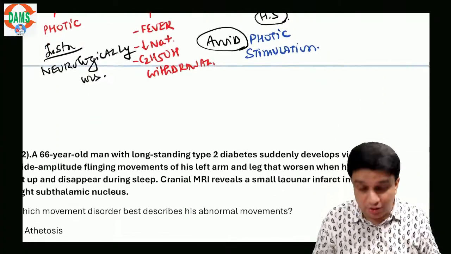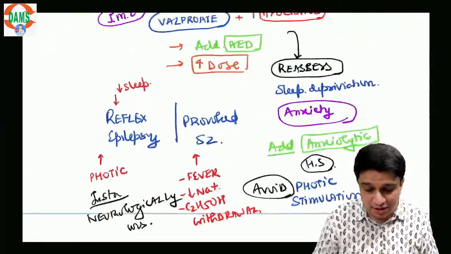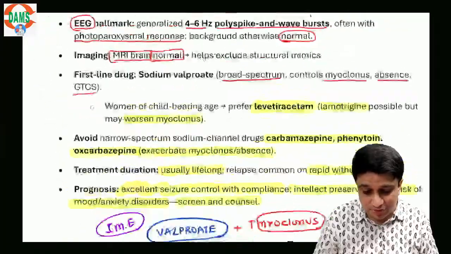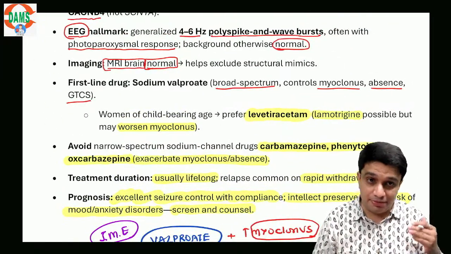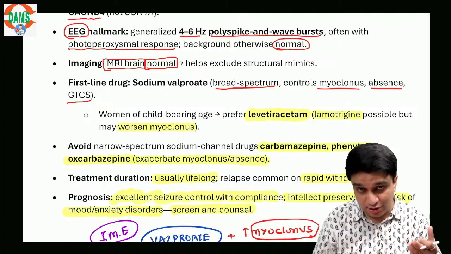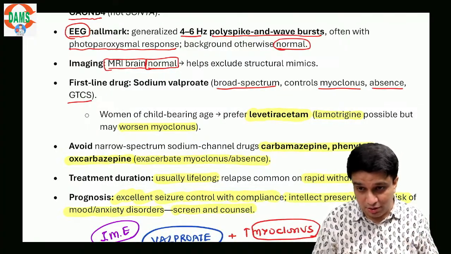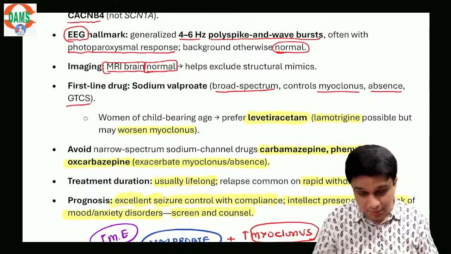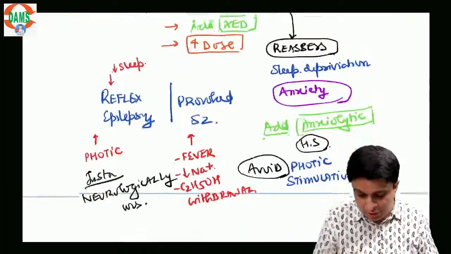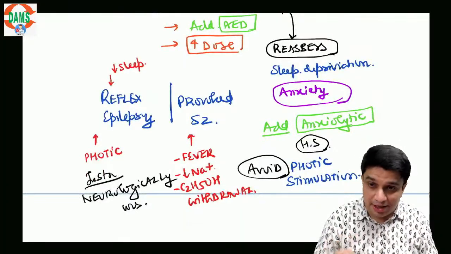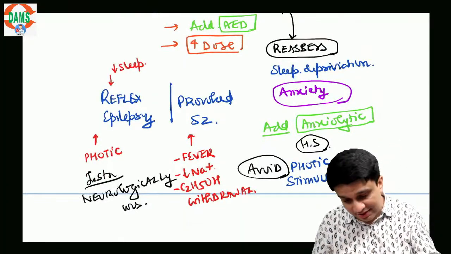Right. Chalo, so we're done with JME, and one thing that I think even the Demsonians would have learned today from me, that there is one provoking factor apart from sleep deprivation and anxiety to precipitate myoclonus, or even JME. Okay. So that is what? Yeah. Good question. Sir, what is the term that hyperventilation in absence? Is it reflex? Yes.